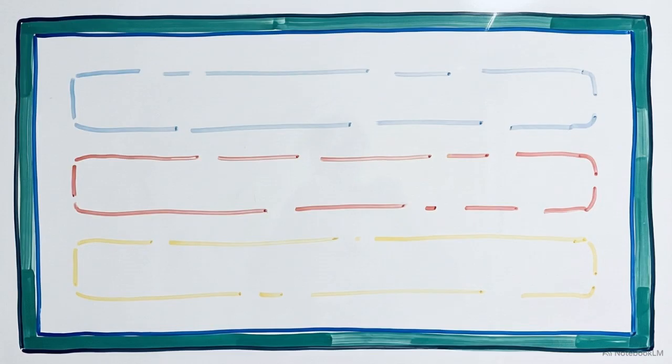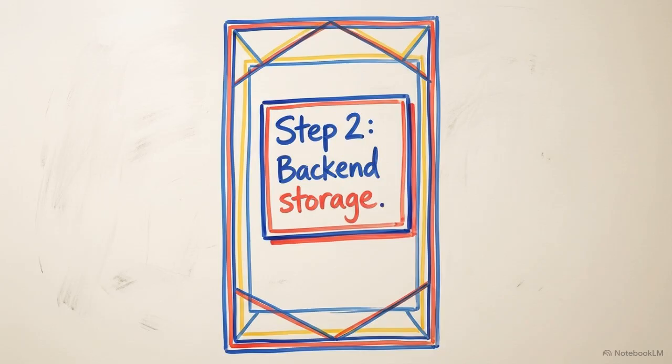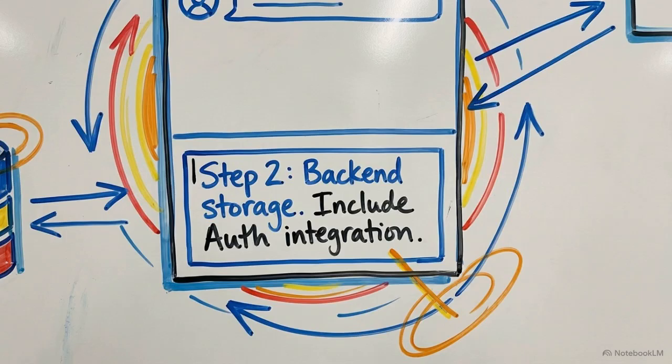We have a functional user interface, but it has no memory. If you refresh the page right now, your grocery list disappears. To make this a true utility, we need a backend. Go back to the chat and instruct the agent to add a database for saving our lists, and to configure Google Sign-in so users can securely access their own data.